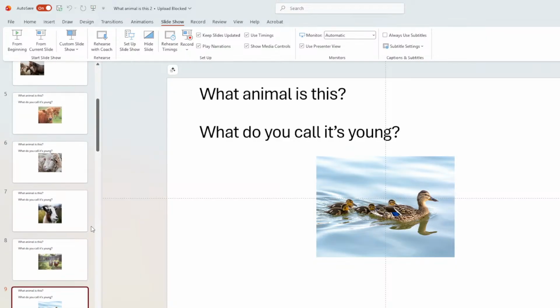We have that. What do you see? What animal do you see there?